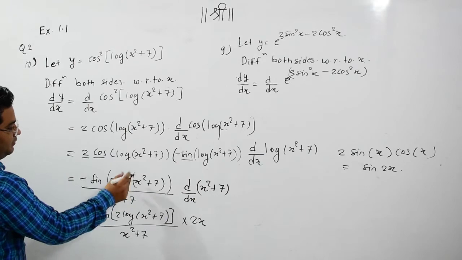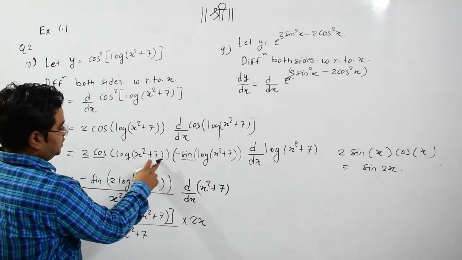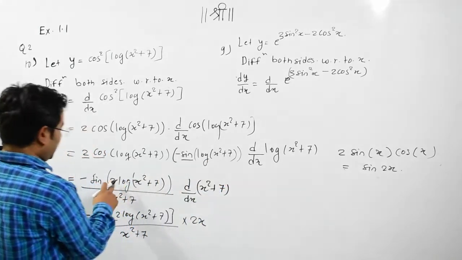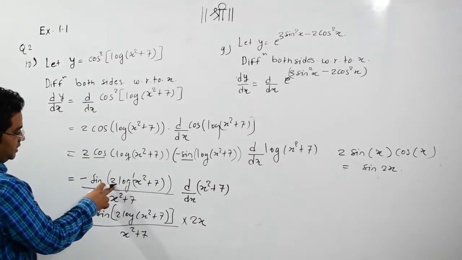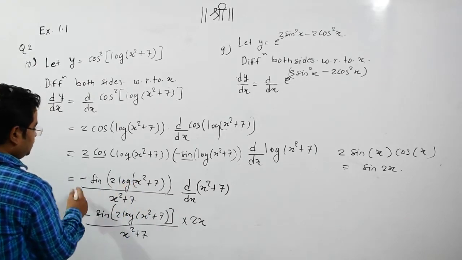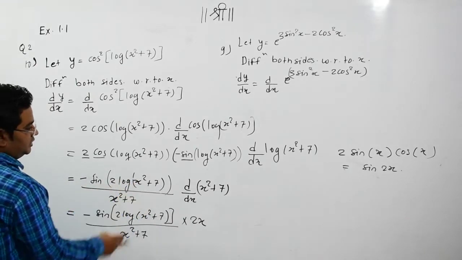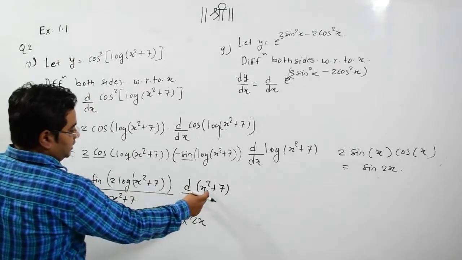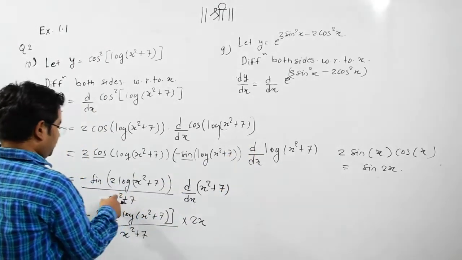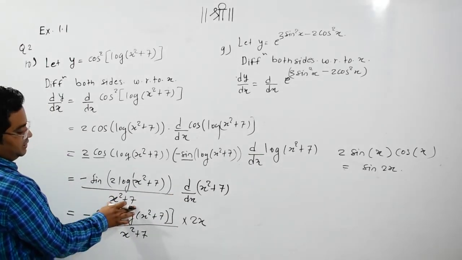So here my f of x is log of x square plus 7, and here is also log of x square plus 7. So directly we can substitute the values, and over here the 2 log of x square plus 7 we can substitute and use that identity and write this formula. So I did it directly, and again the derivative of log of x is nothing but 1 upon x, so that's x square plus 7 over here.